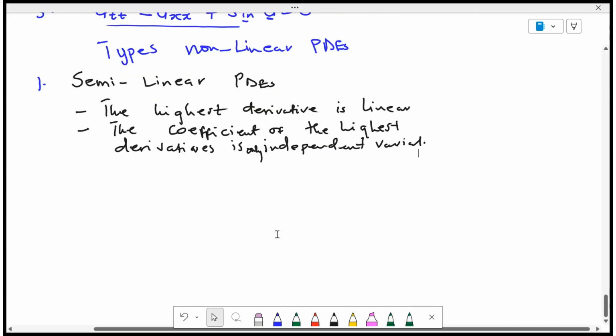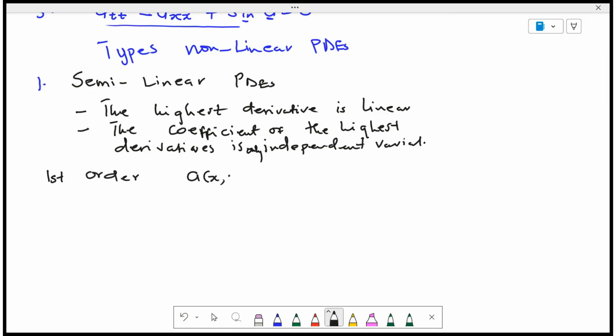Now, every semilinear PDE has a form. If it is in the first order, it has the form a(x,y) u_x plus b(x,y) u_y equal to 0. As you can see, the coefficients of the derivatives are a(x,y) and b(x,y), that is, they depend only on the independent variables x and y.